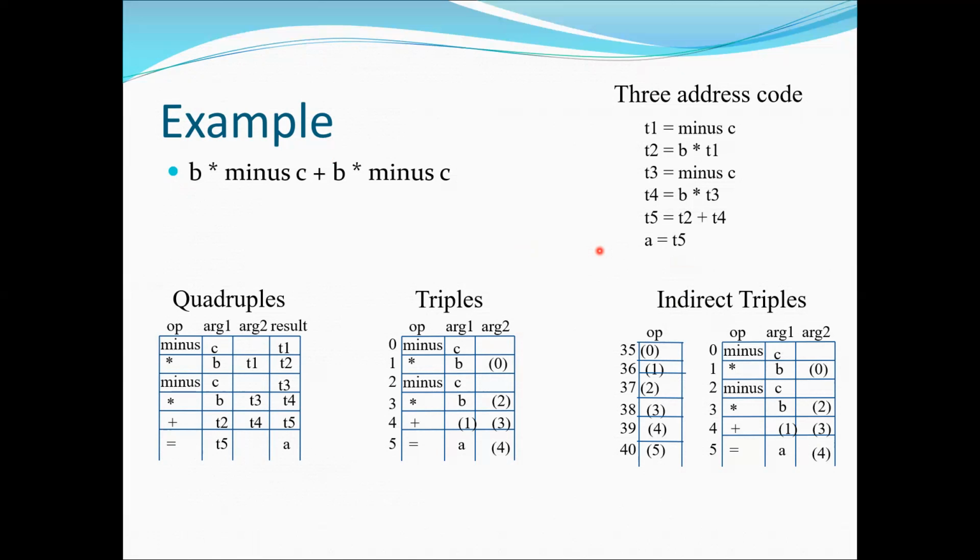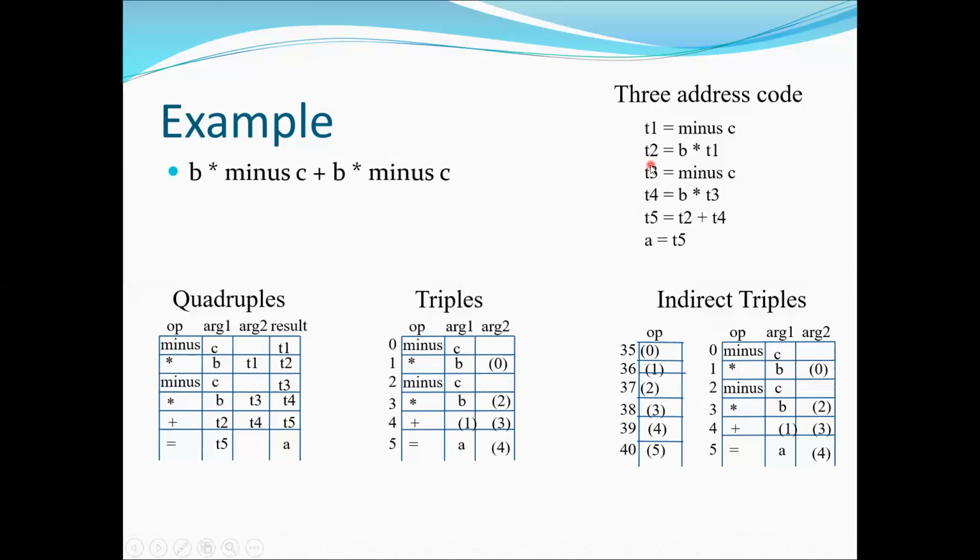First, we can start with the quadruples. I already told you that quadruples has OP, argument 1, argument 2, and result. Take the first statement, T1 is equal to minus C. That means the result is going to be stored in T1. The operator is going to be a minus. There is no two operator, only one operator is there. So one argument is there. That argument is going to be C as argument 1.